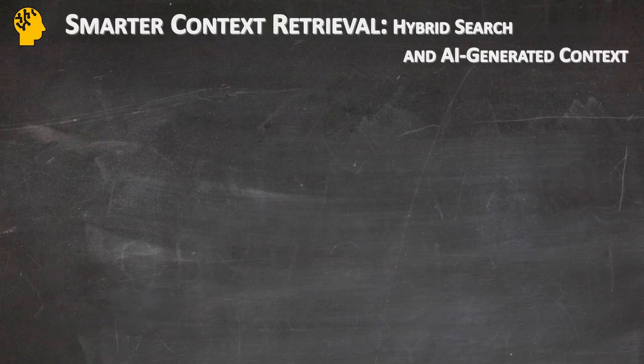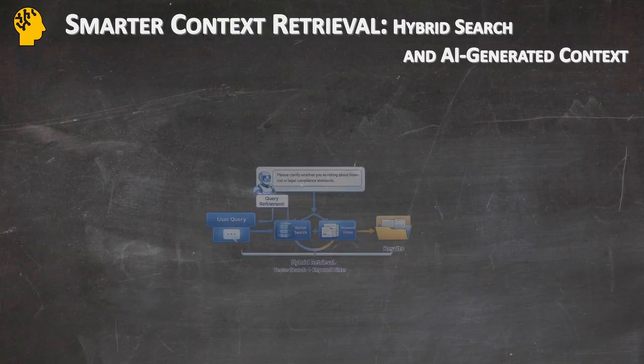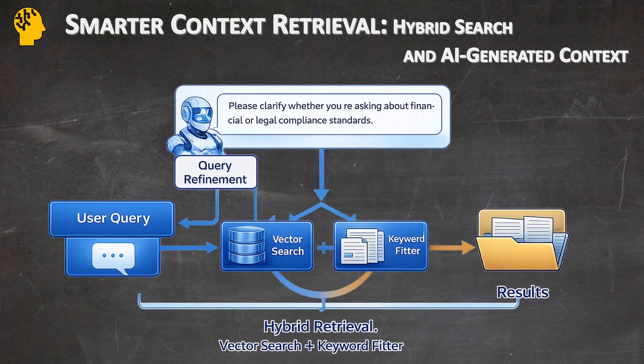New techniques are boosting retrieval accuracy. One is hybrid search, combining semantic vector similarity with exact keyword matching to ensure we catch relevant info. Another is using an AI to generate clarifying context before retrieval. For example, the AI itself might reformulate an ambiguous question to be more precise, then retrieve documents, which significantly reduces retrieval failures. These smarter retrieval pipelines help the model get the right information at the right time.